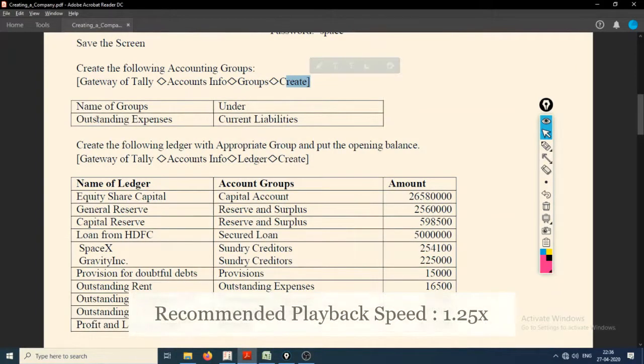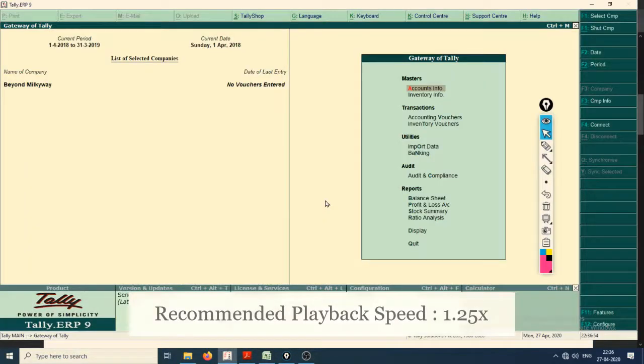Okay. So which group do we have to create? We have to create Outstanding Expenses group under the head Current Liability. Okay. So first, we don't know what outstanding expense is, but let's just follow the instructions and create that group. So where did it say? We'll go to accounting info. You can choose to press the hotkey A. Okay. So I'll just press the hotkey A.